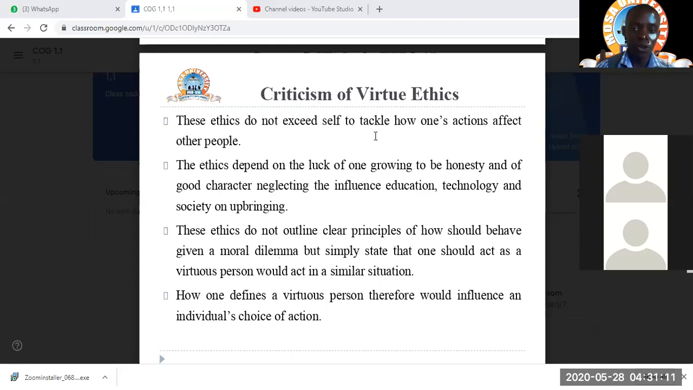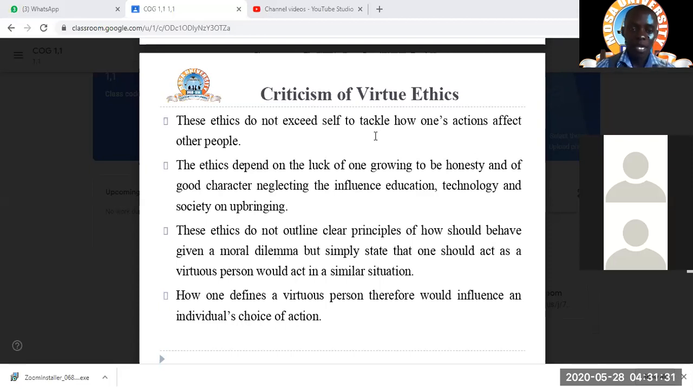Okay, because of technology, children may end up abusing social media. Because of the society in which someone grows up, one may end up being a drunkard, a drug addict, even though in their childhood they used to be good people. So we are saying we cannot entrust decision making only to virtue ethics because they are not enough.